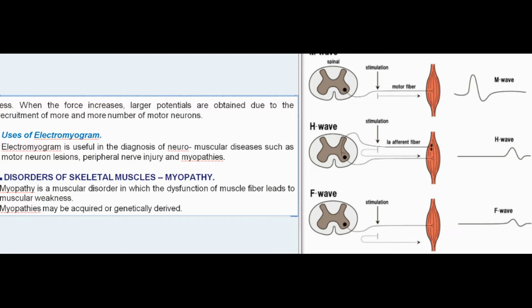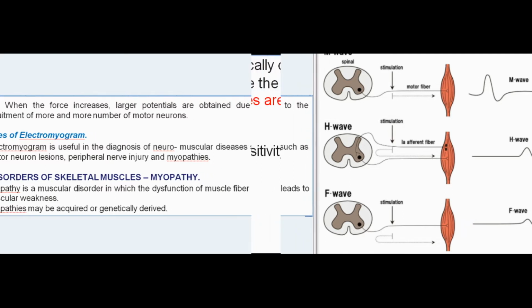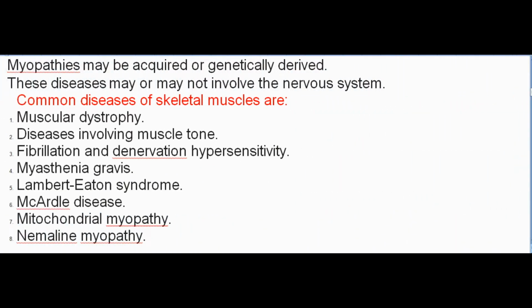Uses of electromyogram. Electromyogram is useful in the diagnosis of neuromuscular diseases such as motor neuron lesions, peripheral nerve injury and myopathies. Disorders of skeletal muscles, myopathy. Myopathy is a muscular disorder in which the dysfunction of muscle fiber leads to muscular weakness. Myopathies may be acquired or genetically derived. These diseases may or may not involve the nervous system.